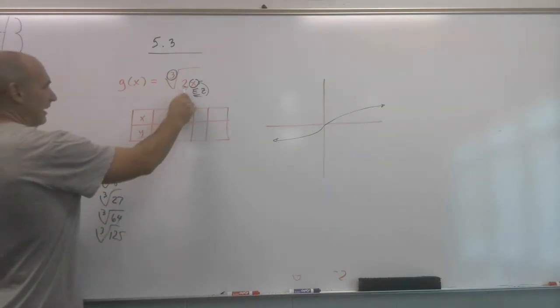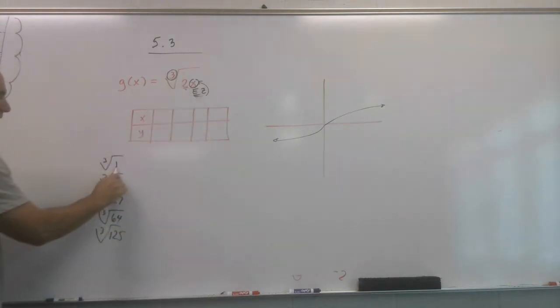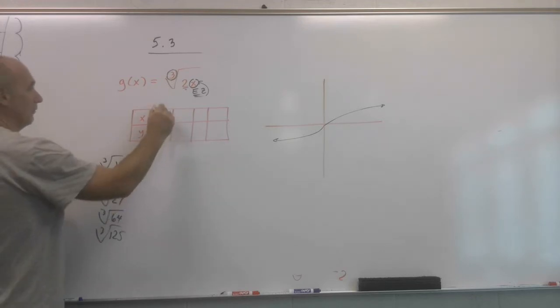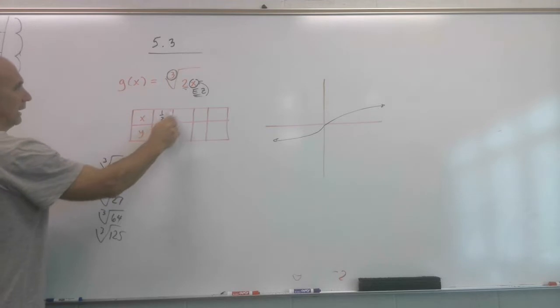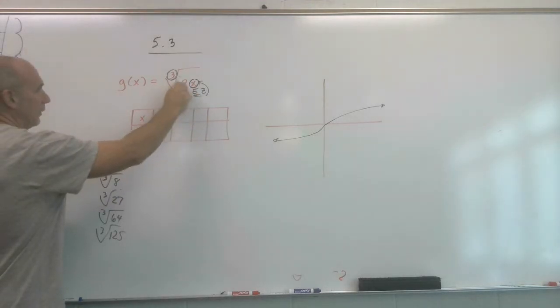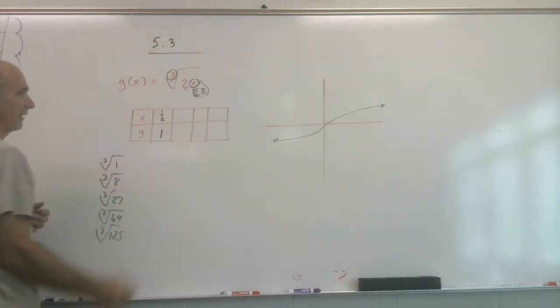So, is it easy to go 2 times something is 1? Well, x would be a half, but I'm not going to worry about that. Or we could. Maybe you want to start there. So if x is a half, 2 times 1/2 is 1. The cubic root of 1 is 1. I guess that wasn't that bad.